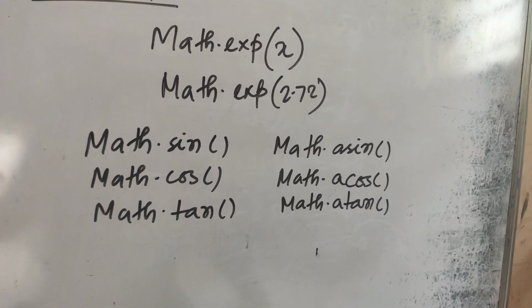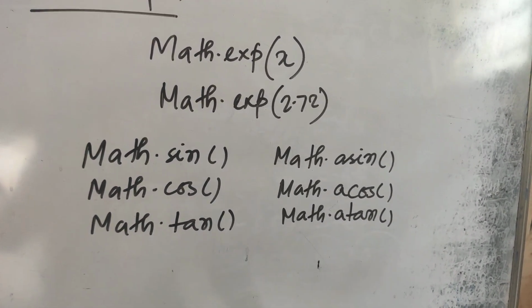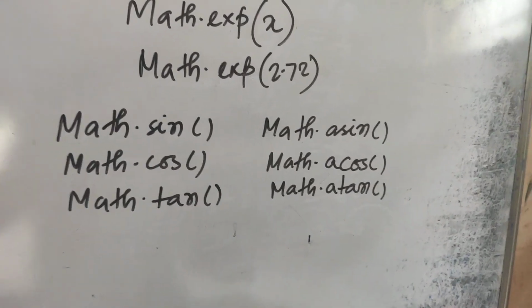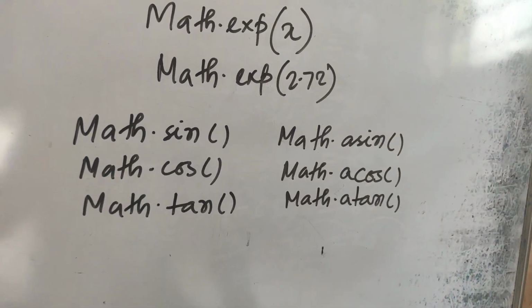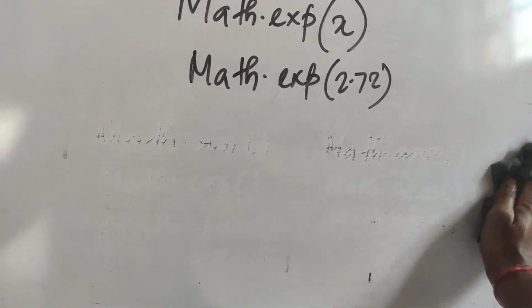Okay, for tan theta, cos theta, this is the -1. When -10, then an atan we need to write. So in this way, there are so many mathematical functions.